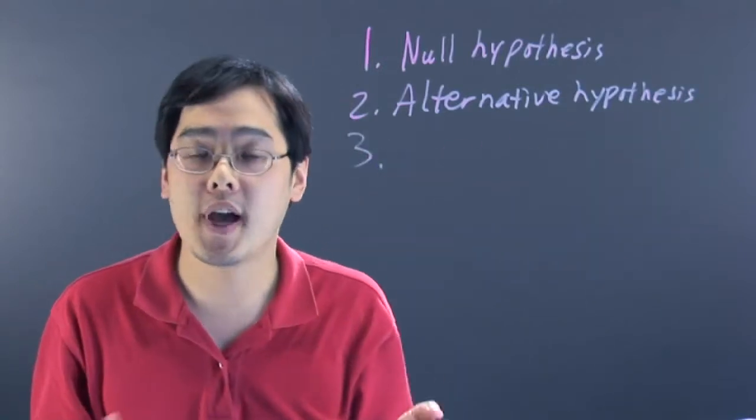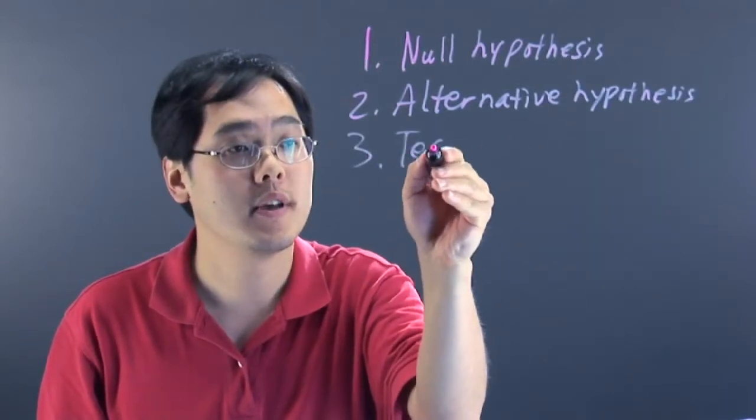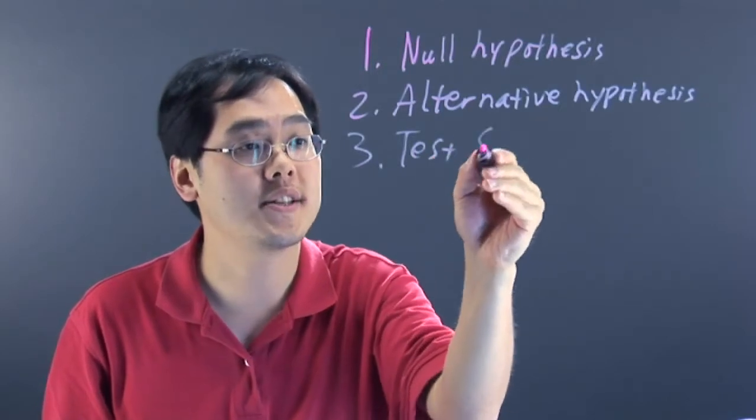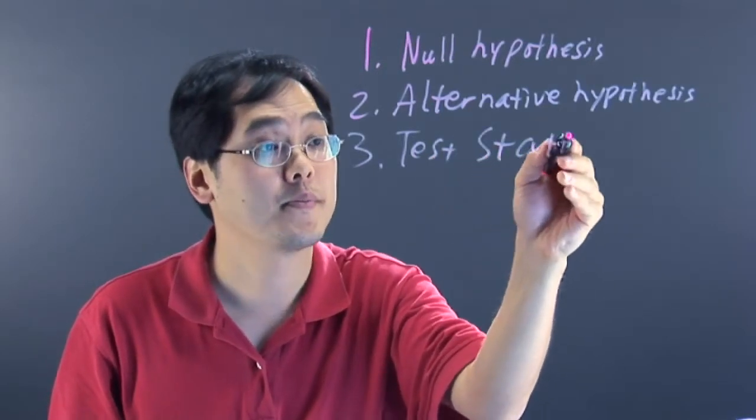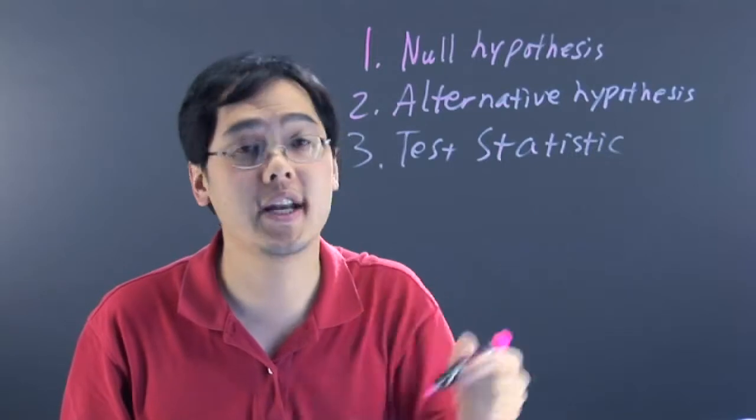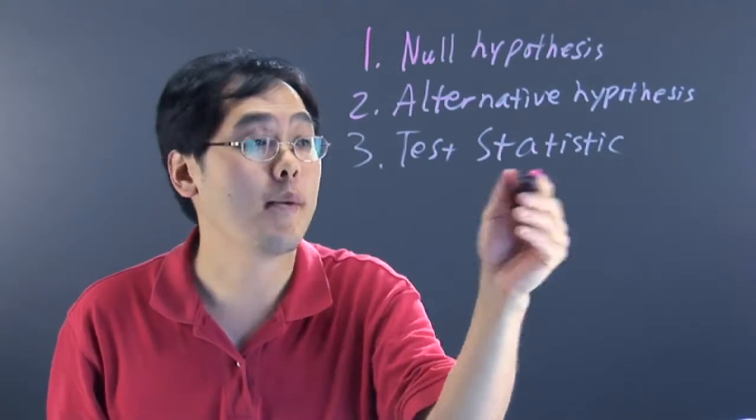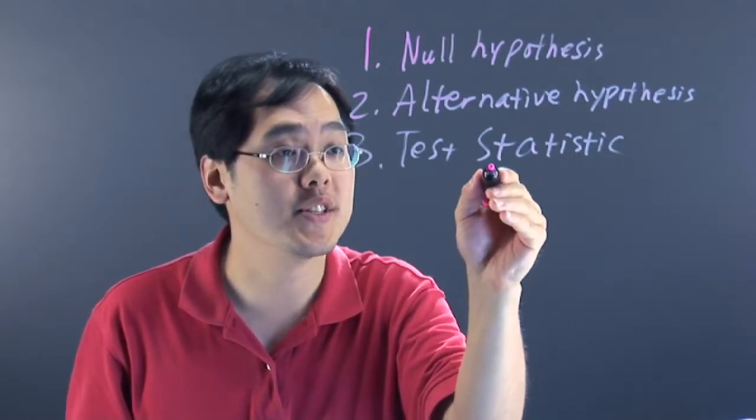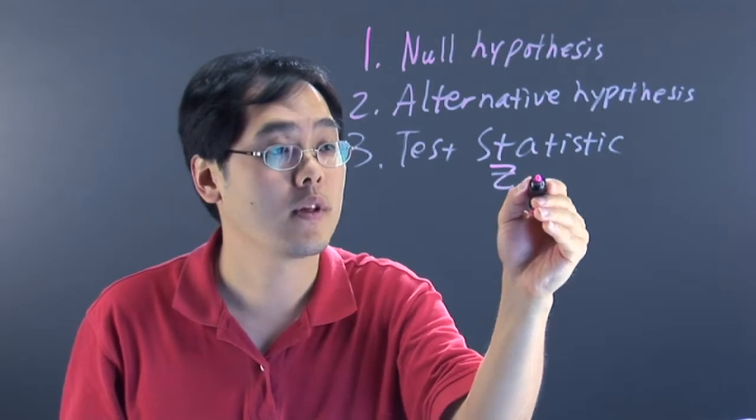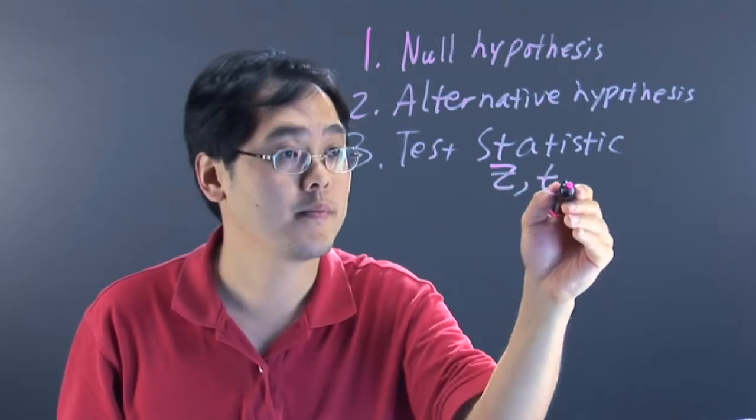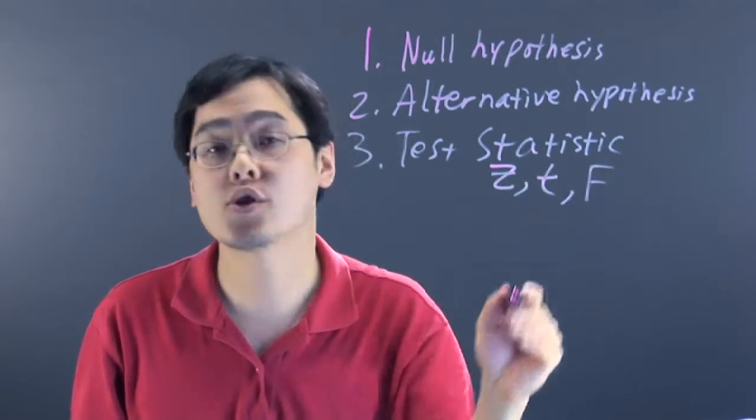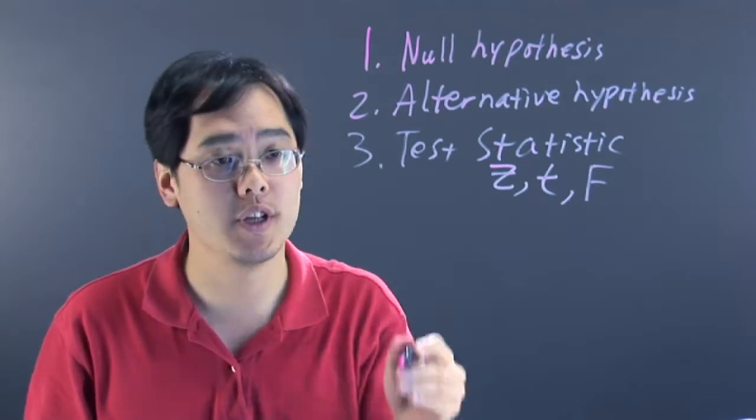After you've developed the hypotheses, you want to determine what your test statistic is. In other words, what kind of a test is appropriate. Now, there's 3 kinds. There's either the z-test, the t-test, or the f-test. Those 3 are the most common ones that you want to use.